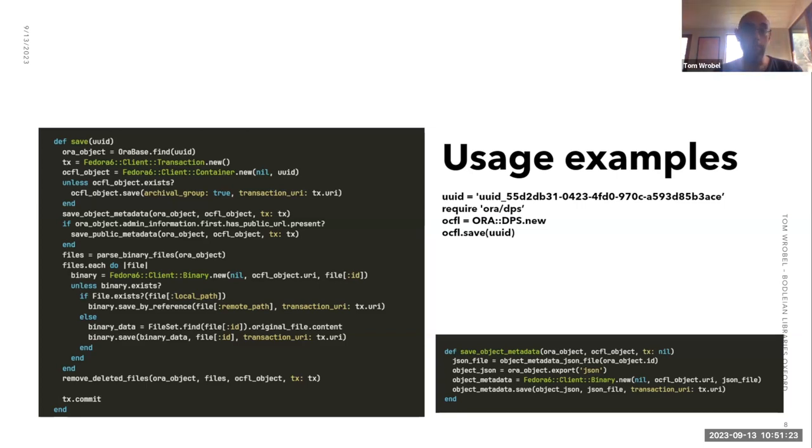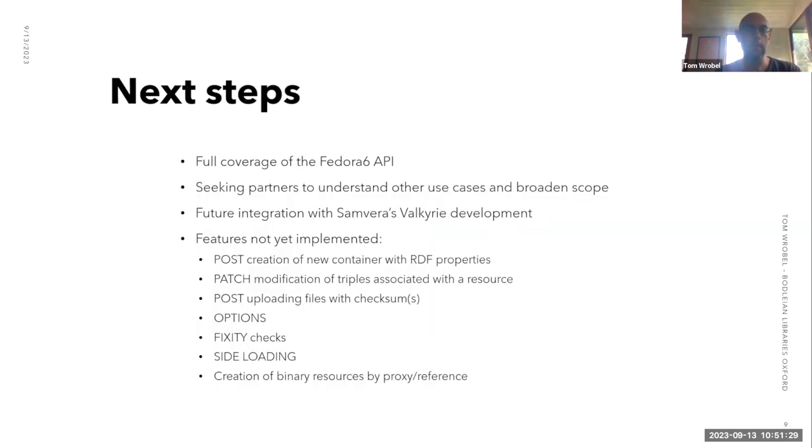So yeah, it gives you an idea of what you can do with this Ruby code that's already released. We aim to have full coverage of the Fedora 6 API pretty soon. We are definitely seeking partners to understand other use cases and to broaden the scope. We are very interested in talking to anyone who has worked on Samvera's Valkyrie or is looking at the Samvera Valkyrie work. We haven't written this in Valkyrie because we're on Fedora 4 and Hyrax 2.5.1 and we need to get it working. But we'd be very interested in talking to people there.